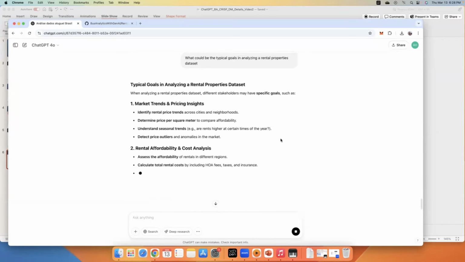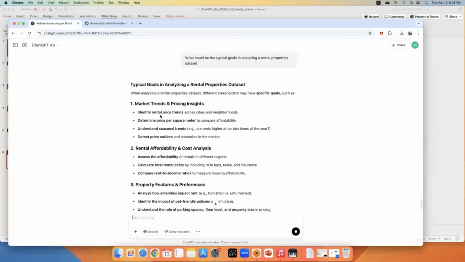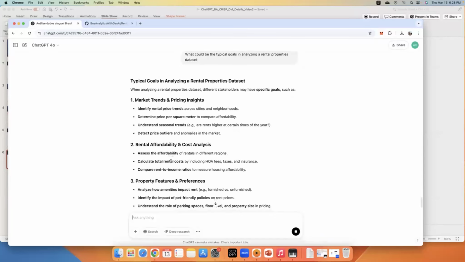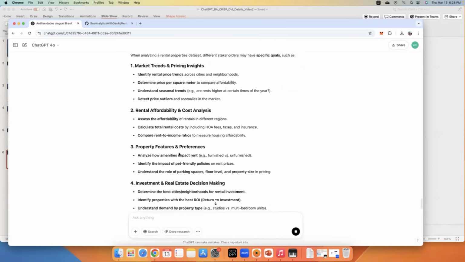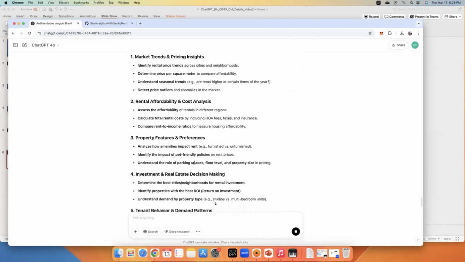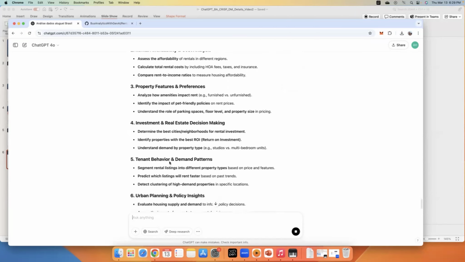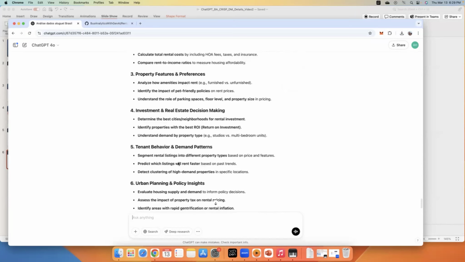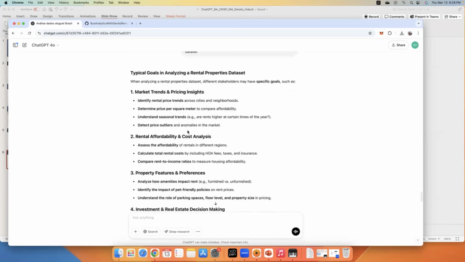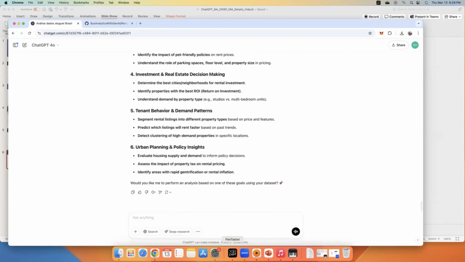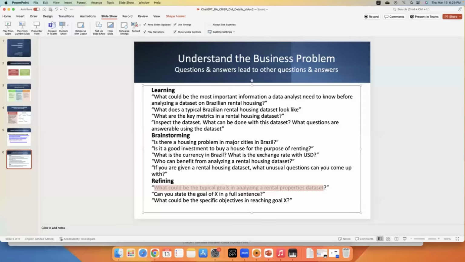So typical goals in analyzing a rental property data set are market trends and pricing, rental affordability and cost, and property features and preferences. These are typical investigation points. As the purpose of my study, it could be number one and number two, for example. Just focus on these two things, or just focus on one thing. And then as you can see, there are sub areas, more specific. I think these specific things are objectives to achieve the goal. Those bullet points are specific objectives.